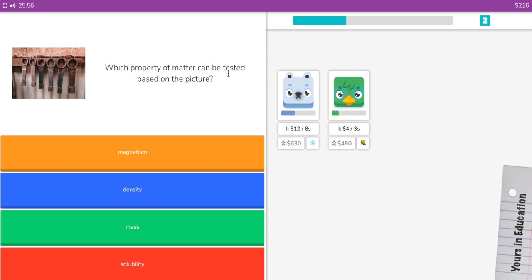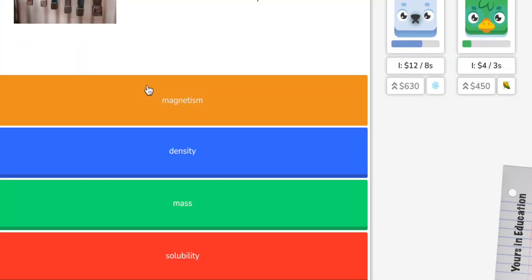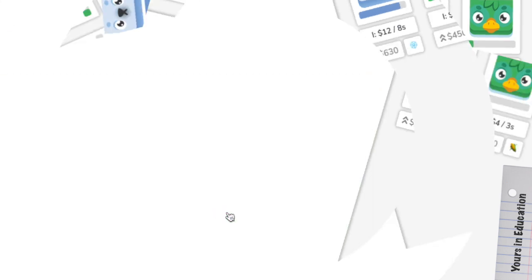Which property of matter can be tested based on the pictures? I see these instruments. If you know what these are, put it in the comments. I don't know. I see they have the same color. They have different sizes, so different masses. Magnetism, no. All of them are either magnetic or non-magnetic because they are the same material. Density, they all sink. Mass, they have different mass for sure. Solubility, they are all not soluble in water, so it will be mass, definitely.